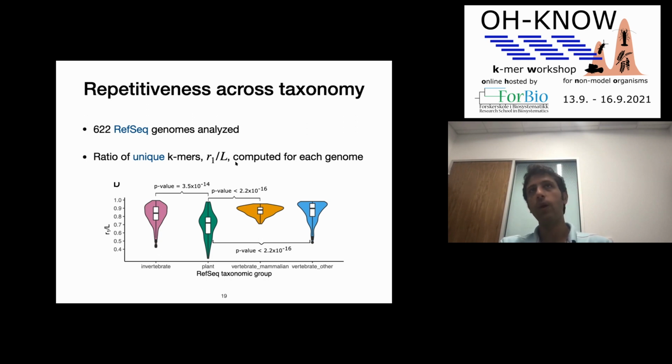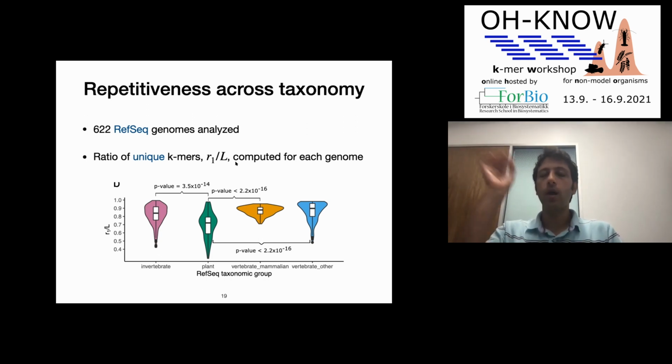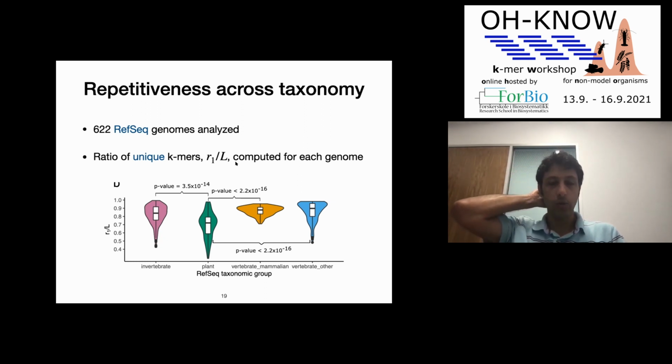What portion of the k-mers in the genome are seen only once? And our k, I think, is 31 here, or 32, I forgot. And what you see is what you expect. Plants, which are known to be very repetitive with whole genome duplications and things like that, have a very low ratio. There are some plants where less than half of the genome is seen only once. And if you have recent genome duplications, that shouldn't be surprising, right?